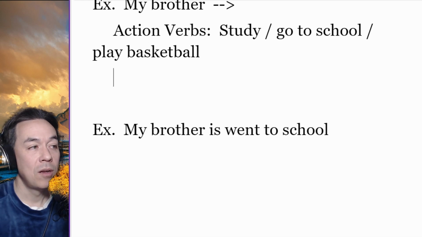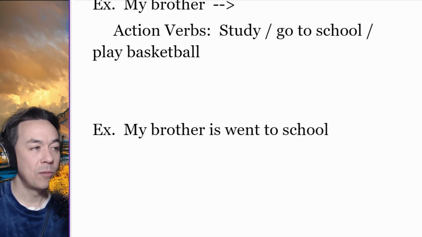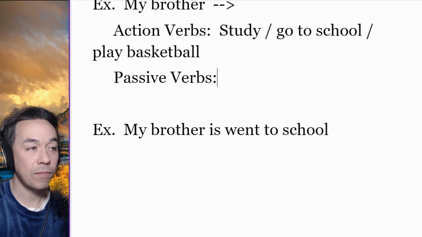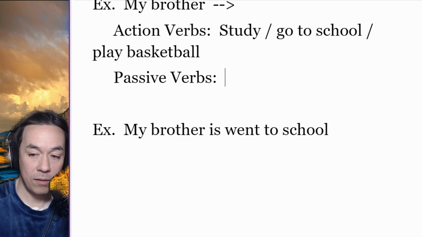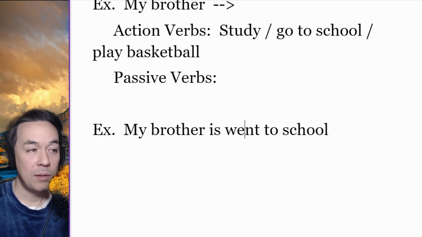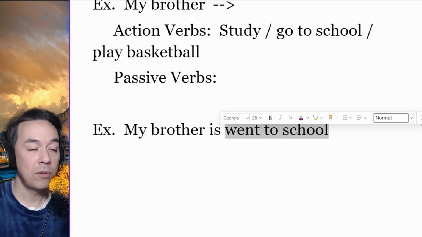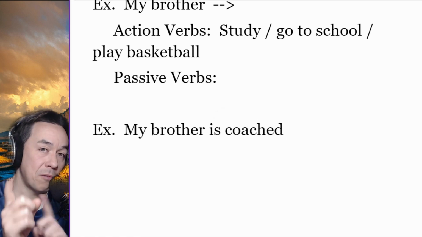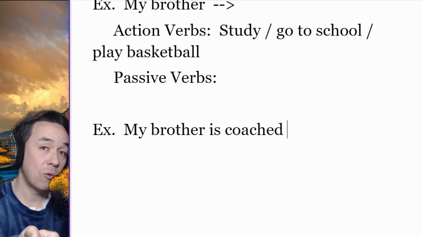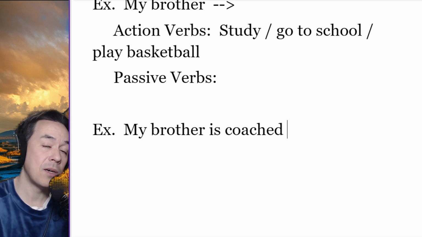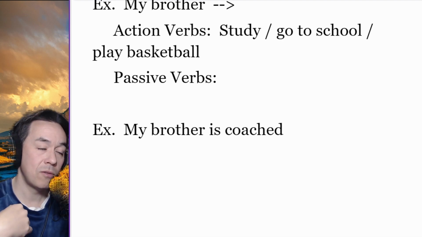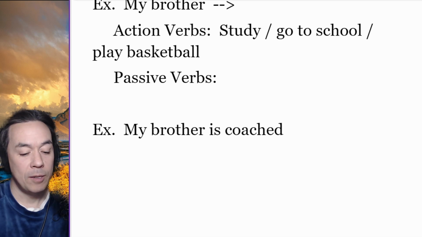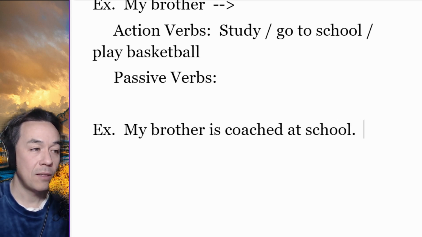Let's say, what passive verbs can happen to a human. Let's see, what do I got? How about, so not this one. My brother is coached, right? So that could be both ways. My brother coaches somebody or is coached. Another person does it to a human, to the brother. Brother is coached at school. Okay, so that's your passive version. Let's put it in there.